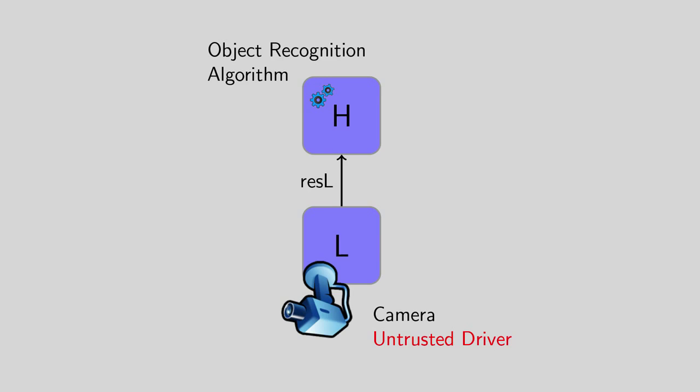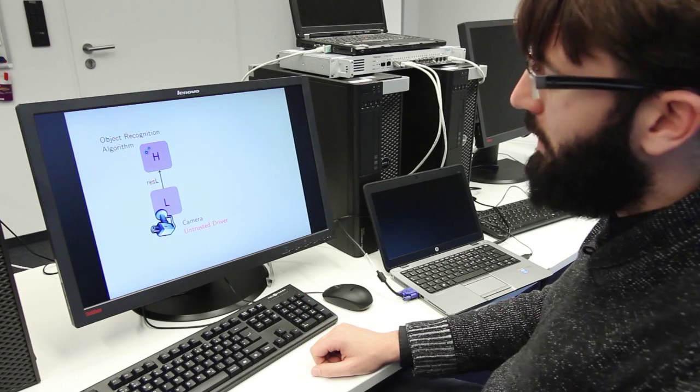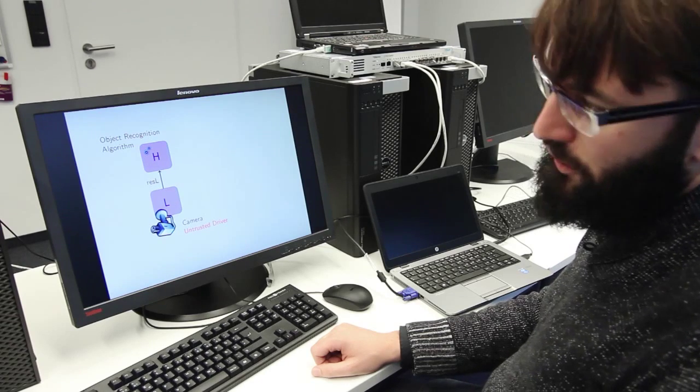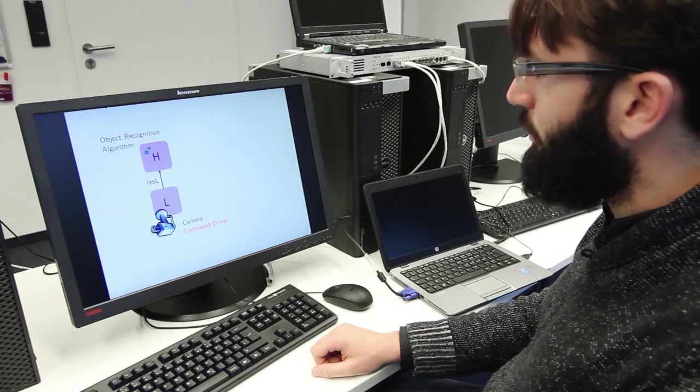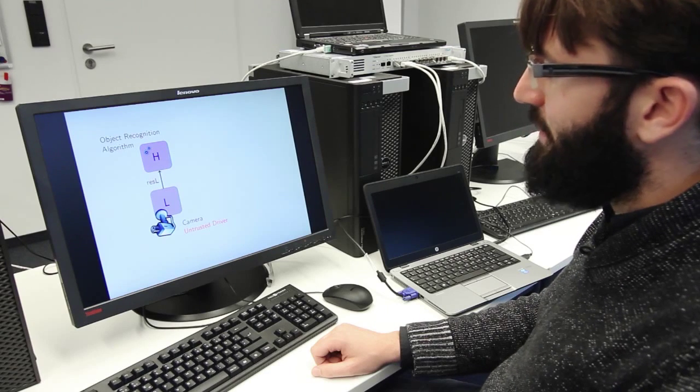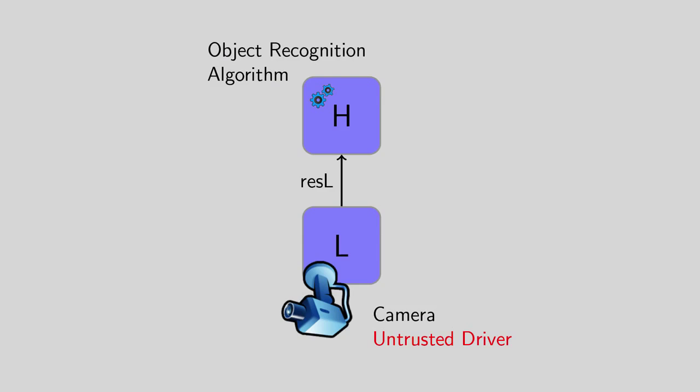So here is our example. We have two subjects. One that we call L for low security is connected to a camera, and the camera has a driver which we do not trust because it's distributed by a third party and we don't know exactly what it does. And then we have a subject that we trust, which we call H for high security, and this subject hosts an object recognition algorithm.